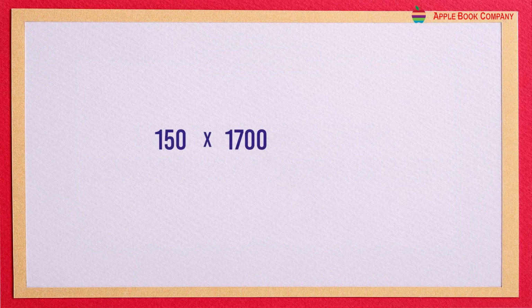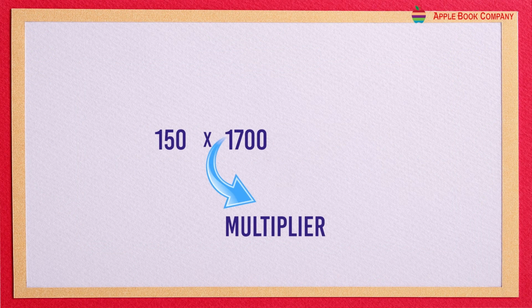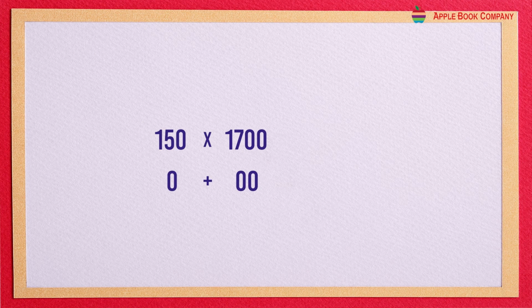Now let us learn multiplying tens, hundreds and thousands. Count the number of zeros at the right end of the multiplier and the multiplicand. Add the number of zeros. Multiply the numbers without zeros. Write the total number of zeros at the right end of the product. Example 7. Multiply 800 into 3000.